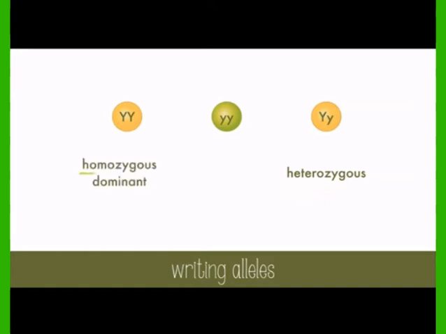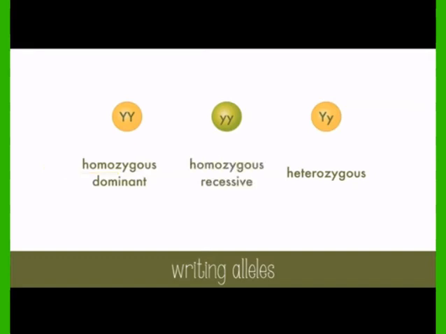When you write alleles, dominant alleles get capitalized letters, and recessive alleles are lowercase. If a dominant and recessive allele are together, it's called heterozygous. Hetero means different, and the alleles are different, so that makes sense. If the alleles are the same and dominant, we call that homozygous dominant. Homo means same. If the alleles are the same and recessive, we call them homozygous recessive.